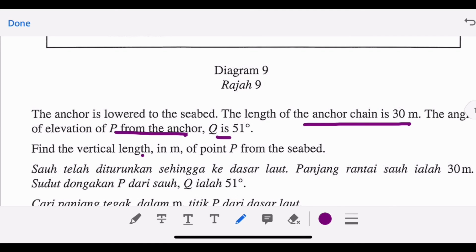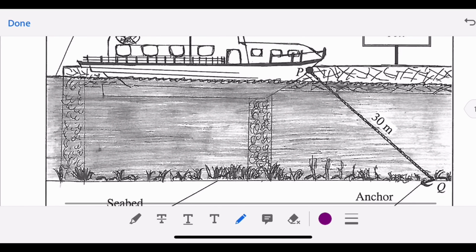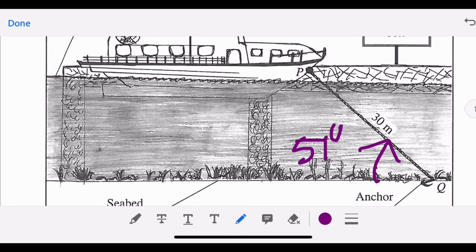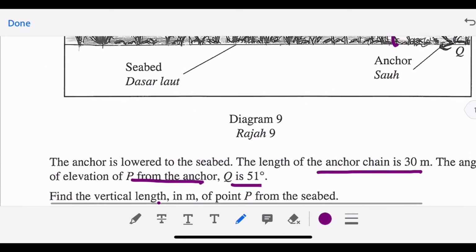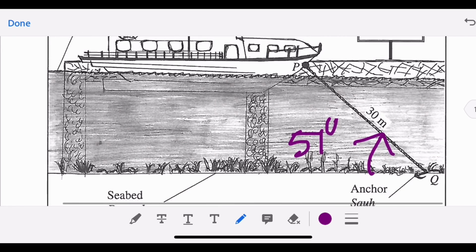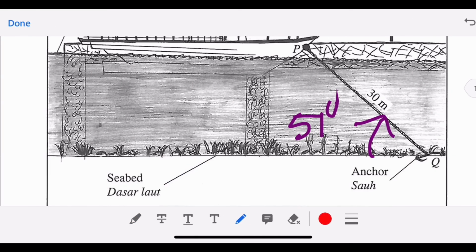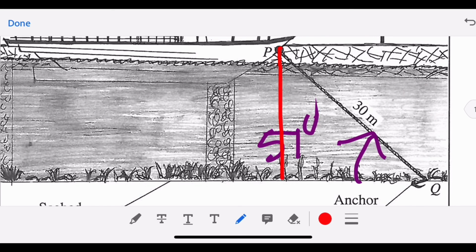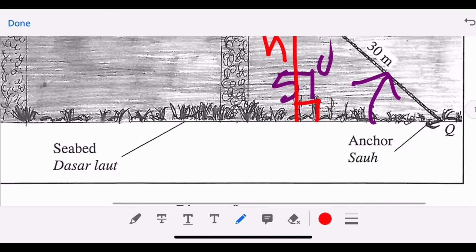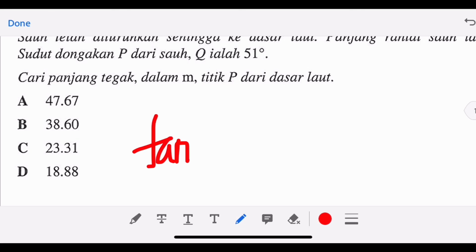So you are given the angle of elevation. You can just form a right angle triangle, and then you can use maybe sine, cos or tangent, depending on the side given there. So long as you know two sides, you can use the trigo. So I will label 51 degrees there. Then I will find the height. Let's say I'm not sure of the height, so I label it as h. Then I just apply the trigo, and I can get the answer.